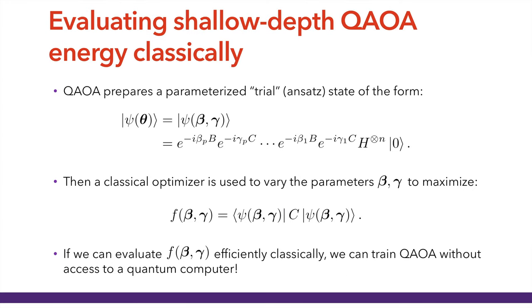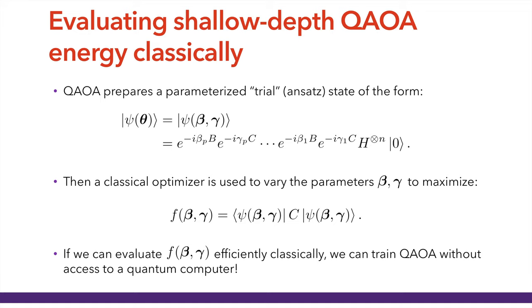The last thing I want to discuss is the possibility of training QAOA purely classically in the shallow depth regime. As you remember, QAOA prepares this parameterized trial state, and what we do is we evaluate f of beta and gamma, which I'm going to call QAOA energy. This is what we use to find optimal parameters beta and gamma. So if we had a way to efficiently evaluate f of beta and gamma in shallow depth, then we can train QAOA purely classically.